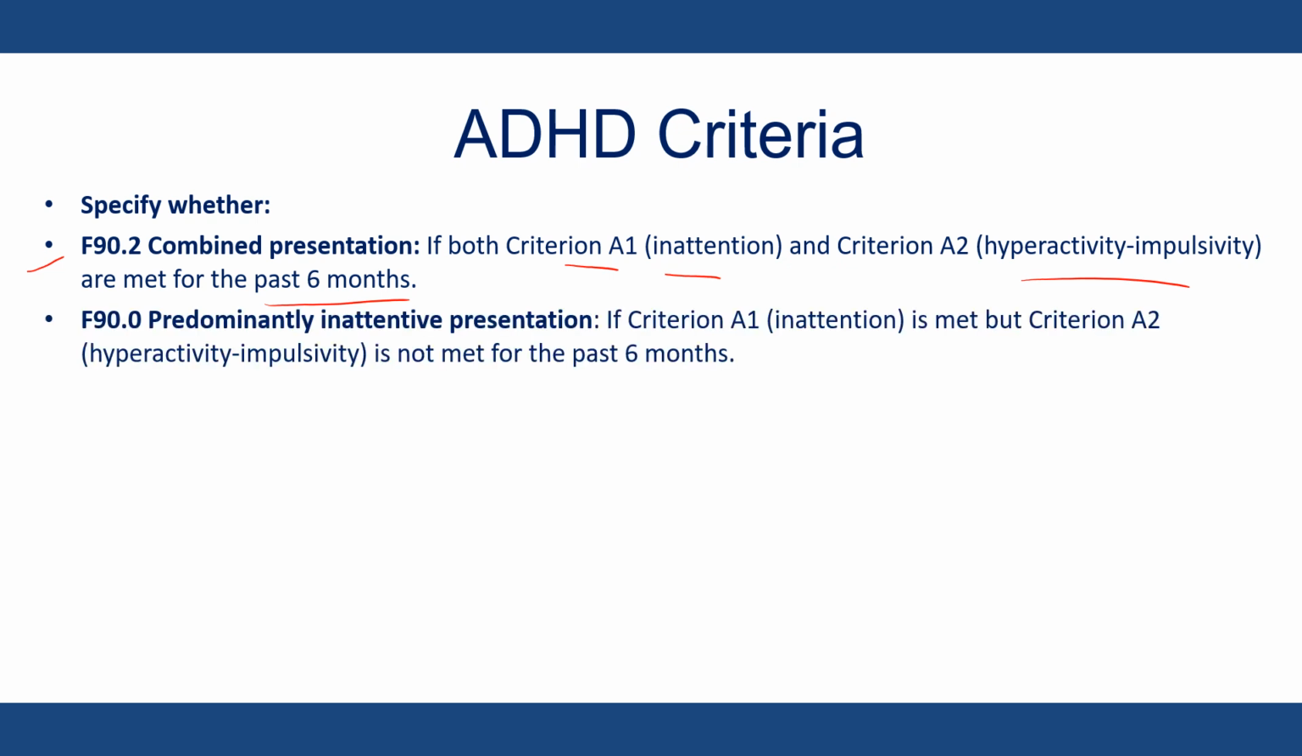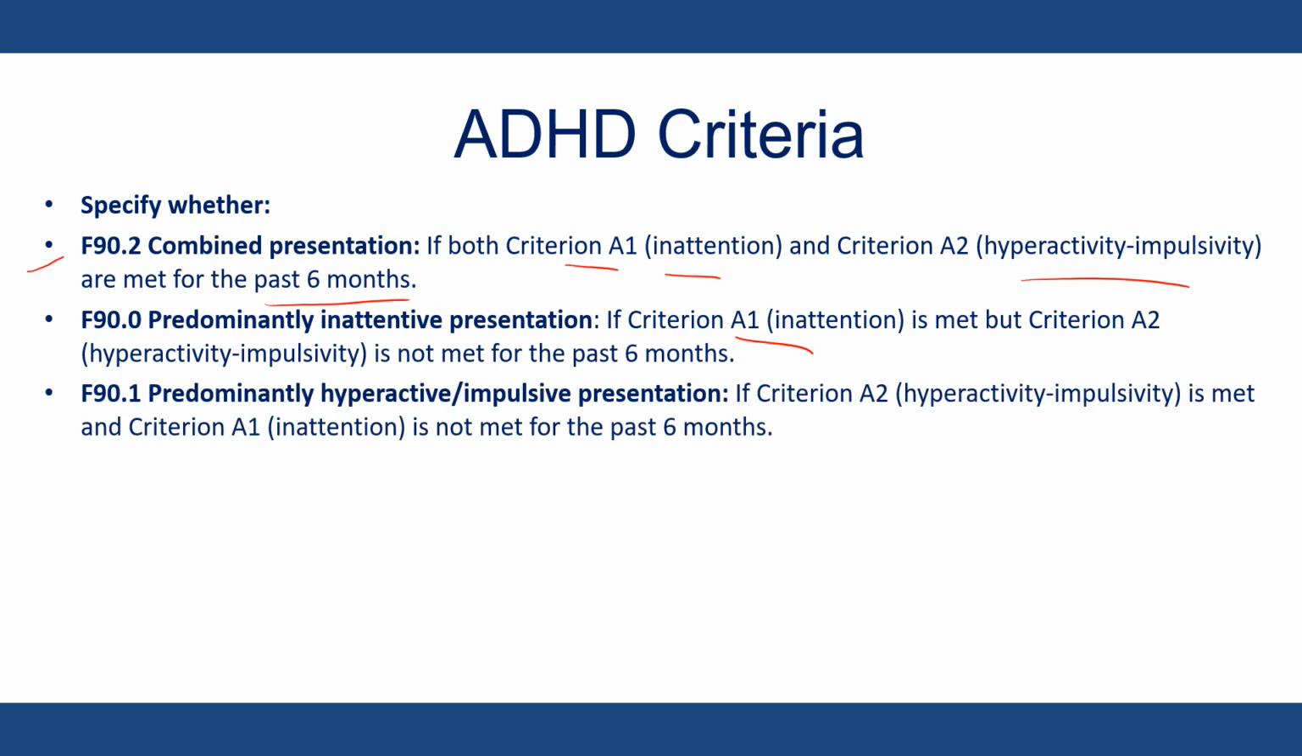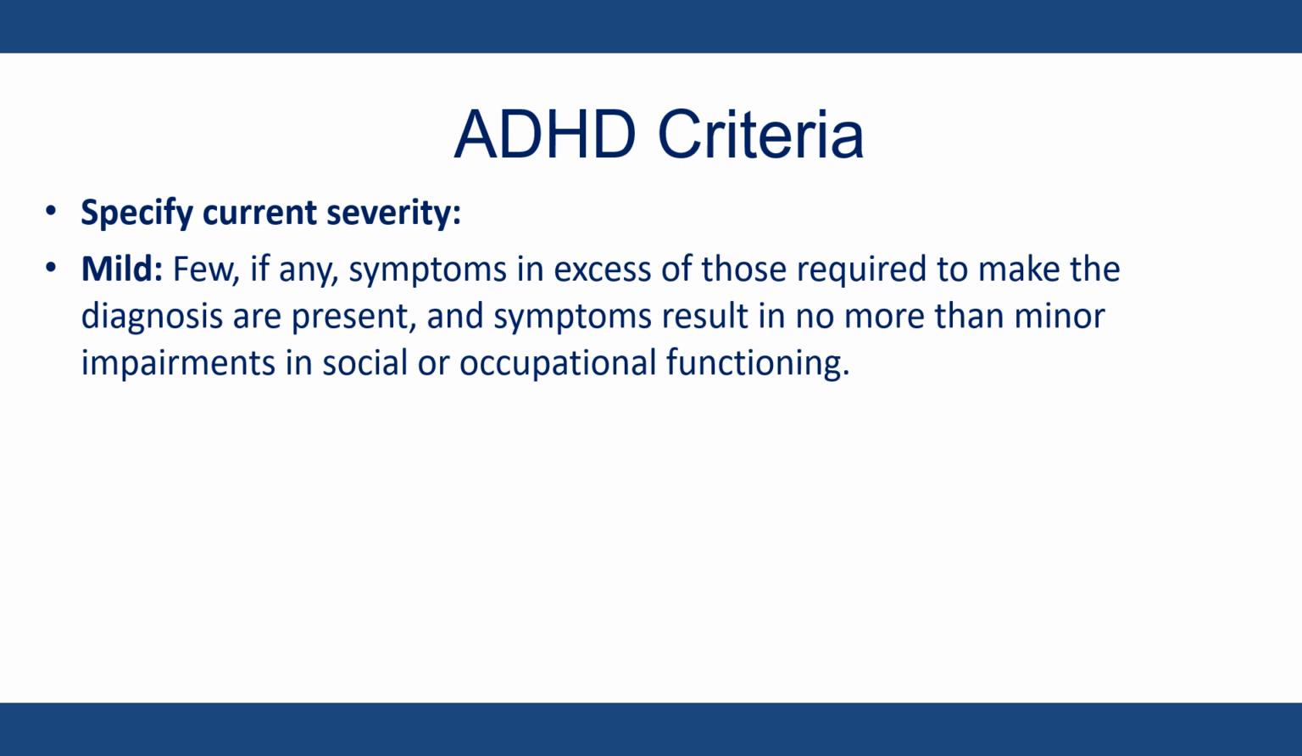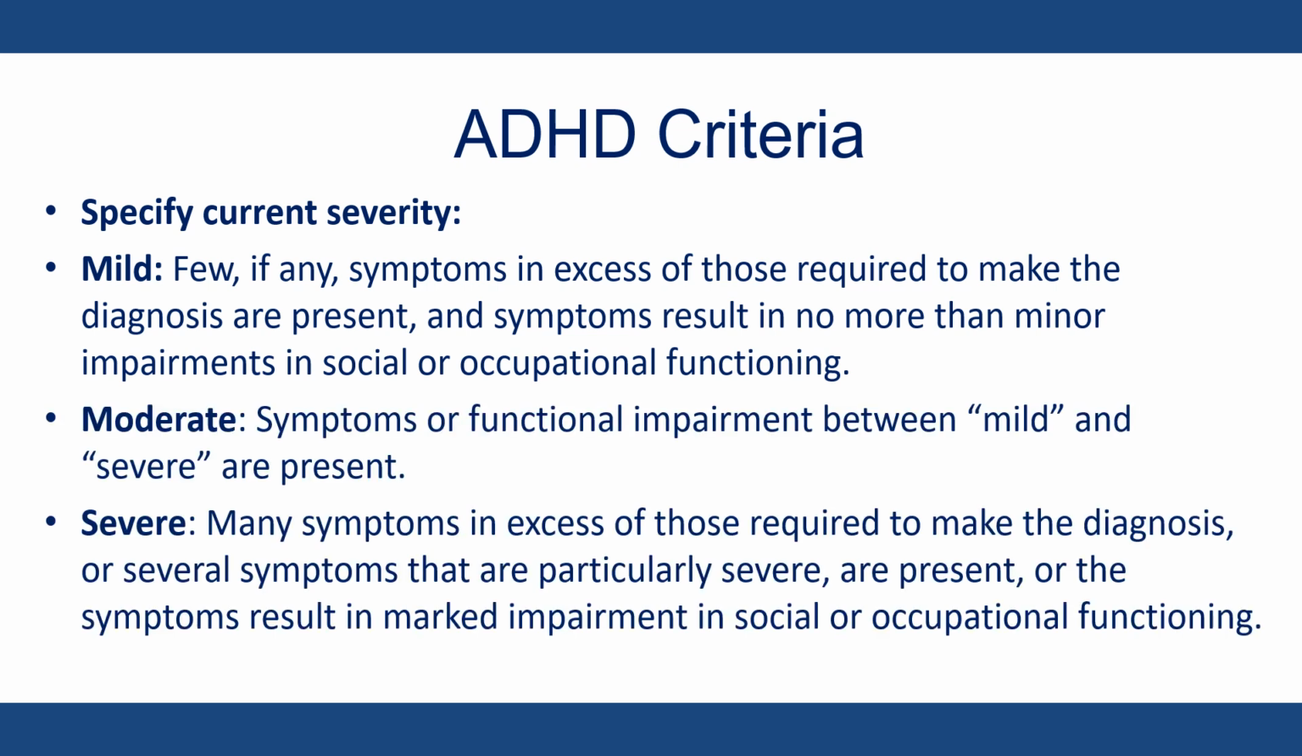If it's predominantly the A1 criteria, then it will be inattentive presentation. That's F90.0. And if you're only meeting criterion A2, but not A1, then that would be predominantly hyperactive-impulsive presentation. All right. And of course, specify if it's in partial remission and so forth. I'm going to have you take a look at this. Specify if it's mild, moderate, severe.